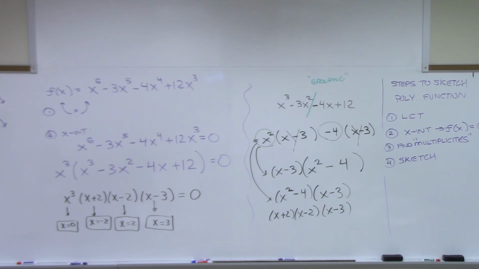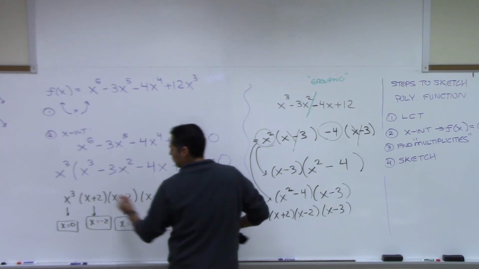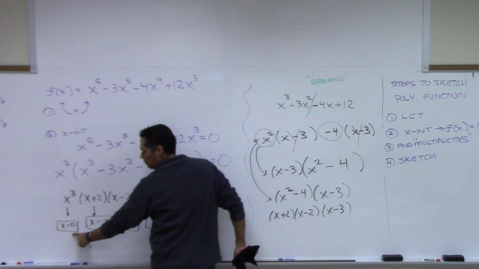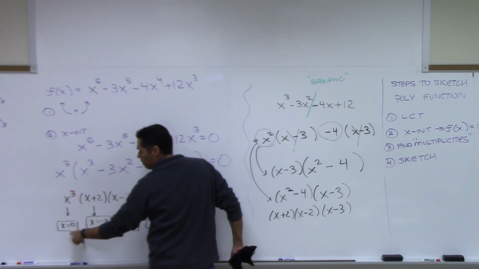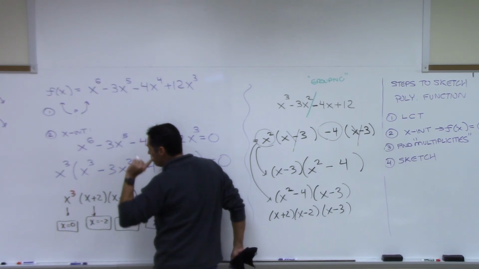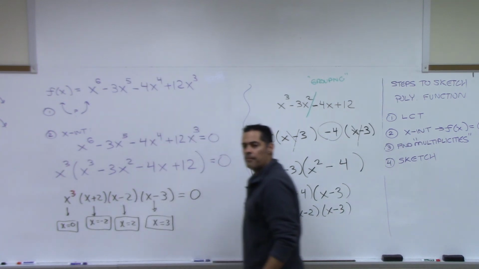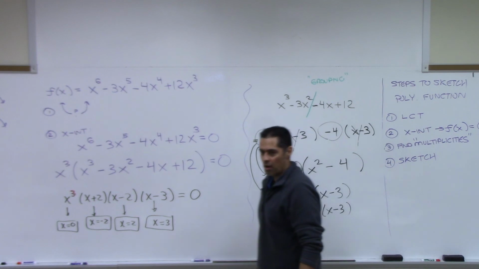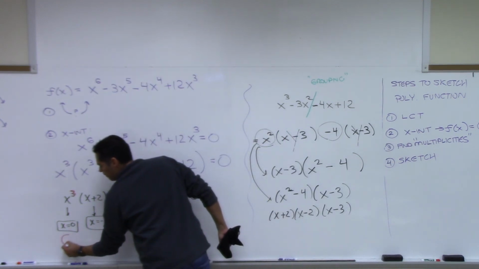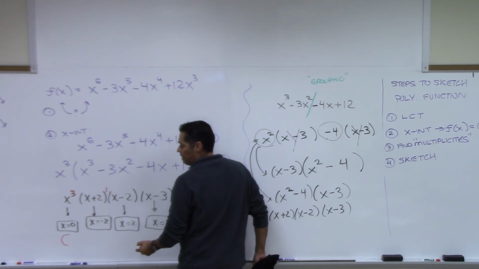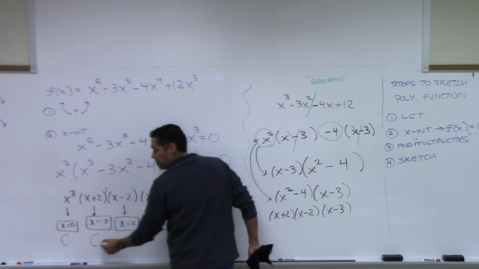How about bouncing and crossing? What's happening? Look at the powers on these. 3, right? Means I'm doing what here? 3 is even or odd? Odd means cross. Okay? What's the power on this factor? 1. 1 is odd. Odd means cross.